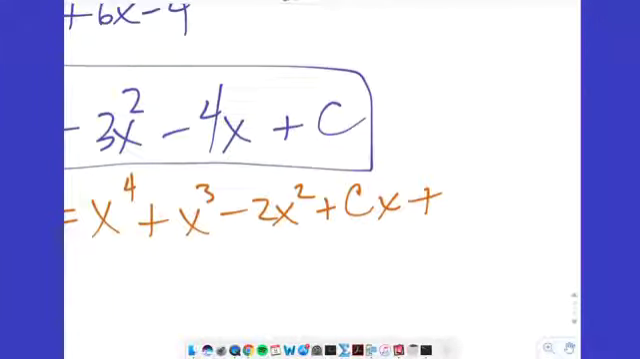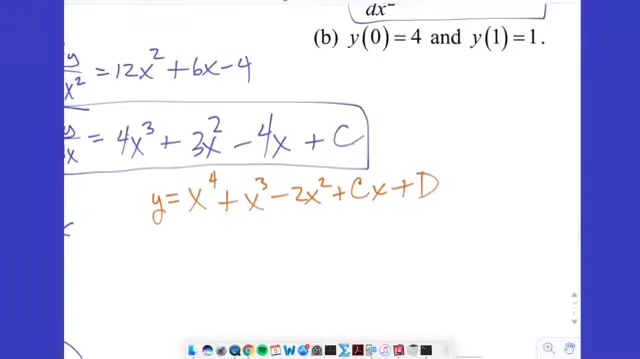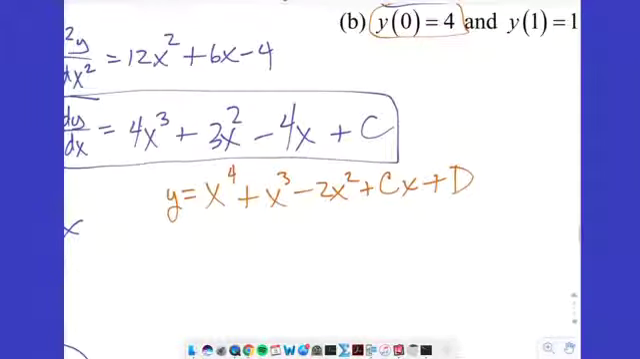Plus, now I can't use c again because those two c's could be different. So you either call it d, or another letter, or you could use subscripts. If you want to call this one c sub 1, then you'll have c sub 1 and c sub 2. They just have to be different because they're not necessarily the same. Now I have 2 unknowns. Well, I have 2 pieces of information. So let's go ahead and use this one first. If you have an x equals 0, probably want to use that one first. It's a little bit easier.